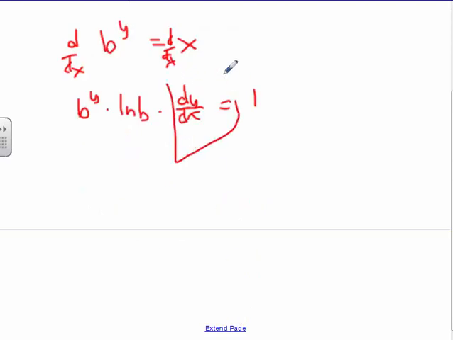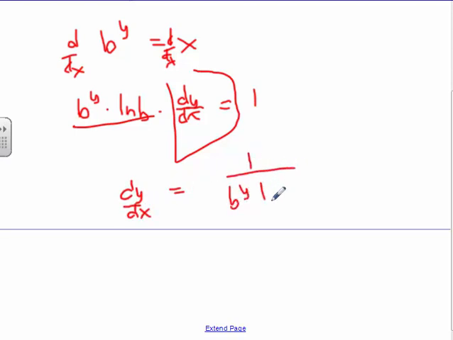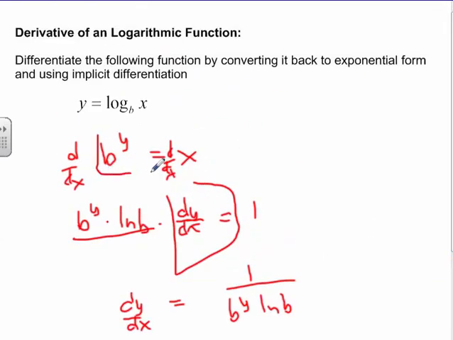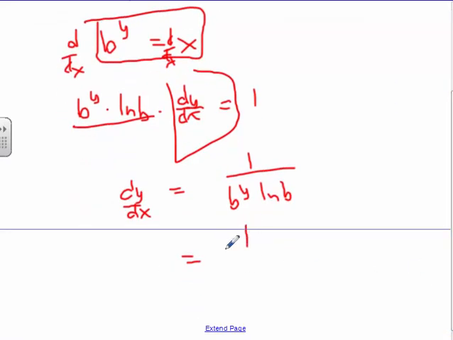So, when we want to isolate for dy over dx, I need to divide this stuff to the other side. So it means that my dy over dx will be equal to 1 over b to the y ln b. But one more time, way back up here before I derived it, b to the y was equal to x. So this is actually 1 over x ln b. And this is how you find the derivative of a non-e log. Like if the base is e, then you can just go 1 over x.